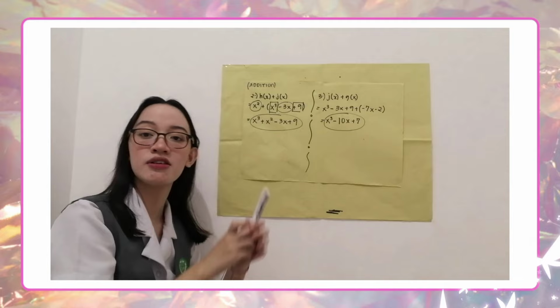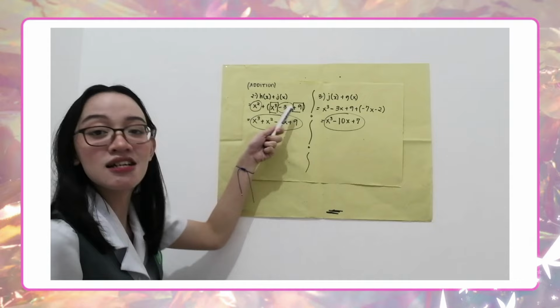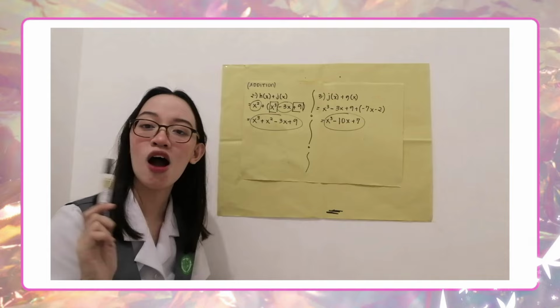So, may nakikita ba kayo? Wala. Then, titignan natin, wala rin yung x cubed dito. Wala rin 3x dito. Wala rin single number dito. So, ibig sabihin, i-bring down lang natin lahat, pero in order. So, paano natin nalagyan yun?